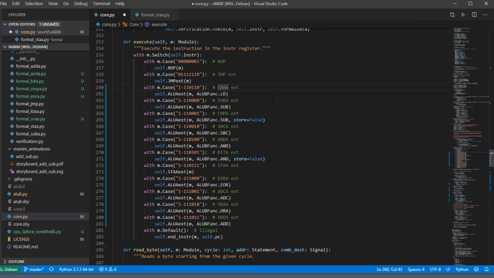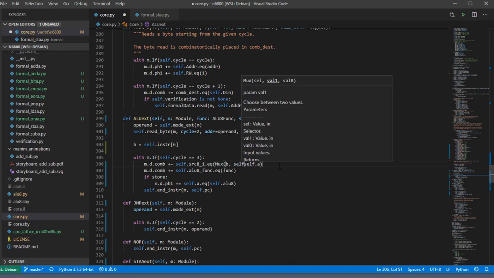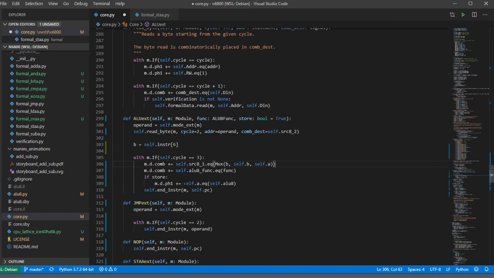And now, of course, we have to update the comments and the name of the function. Now we have to modify the function. So really, we have this expression that we want to get bit 6 of the instruction, which is going to be 1 if we want to use register B, or 0 if we want to use register A. So here's where we're using register A right now. So I can just replace that by a multiplexer. If B is true, then self.B, otherwise self.A. Okay, that's the easy part.